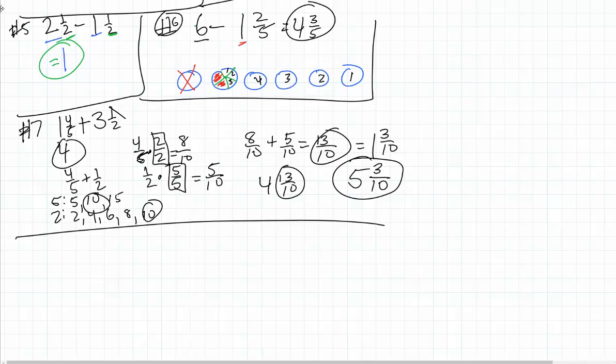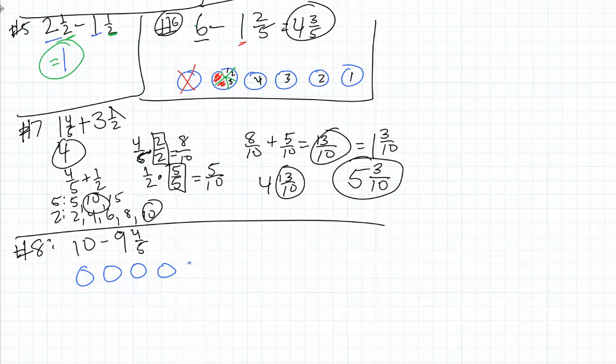Okay, last one. Number 8. 10 minus 9 4/5. Okay, just like before, we're going to have 10 wholes. 1, 2, 3, 4, 5, 6, 7, 8, 9, and 10. In this case, we're taking away 9 wholes. So 1, 2, 3, 4, 5, 6, 7, 8, 9. And we're going to take away another 4 fifths.